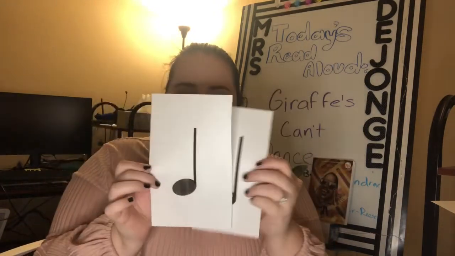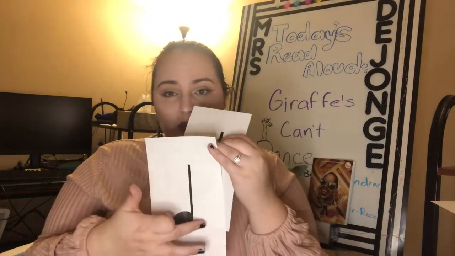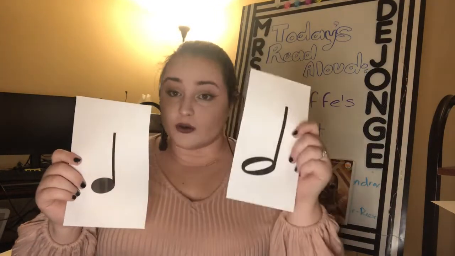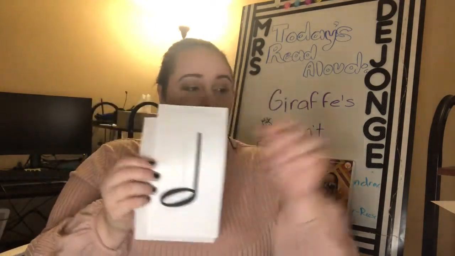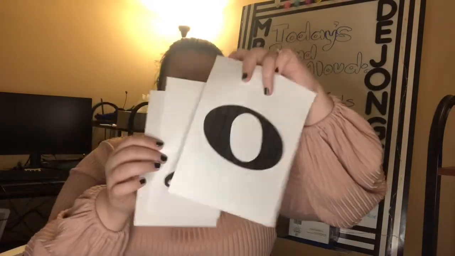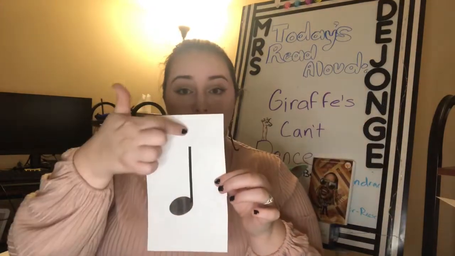They both have the circle and the stems coming out of that circle. But the circle for the half note is not filled in, while the circle for the quarter note is. If we look at a whole note, the whole note isn't filled in either. So whole note and half note, not filled in. Quarter note, on the other hand, with that stem, is filled in completely black.